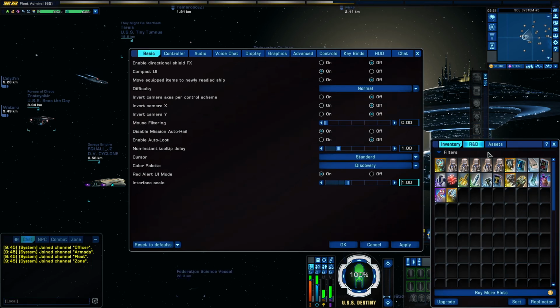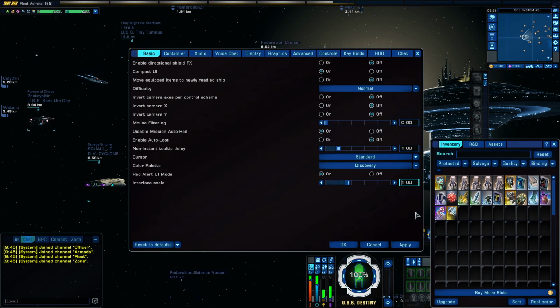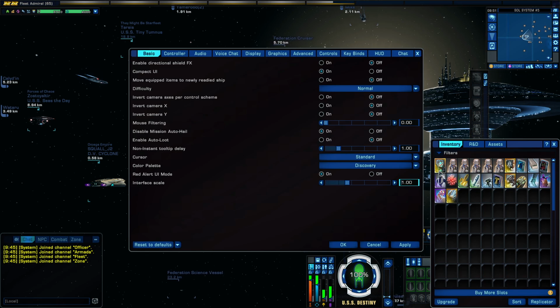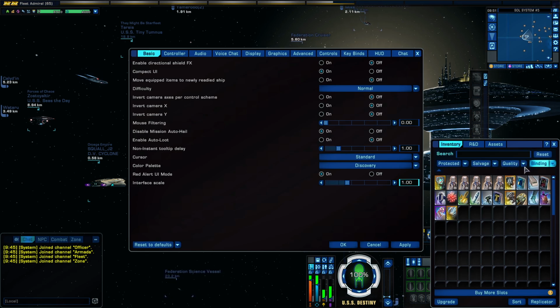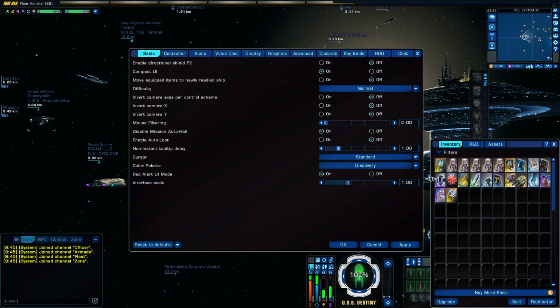So, yes, the new filter system will keep the minimum at 10, and if they ever add more, well, the inventory is probably going to become even wider. So yeah, that's it for this video.